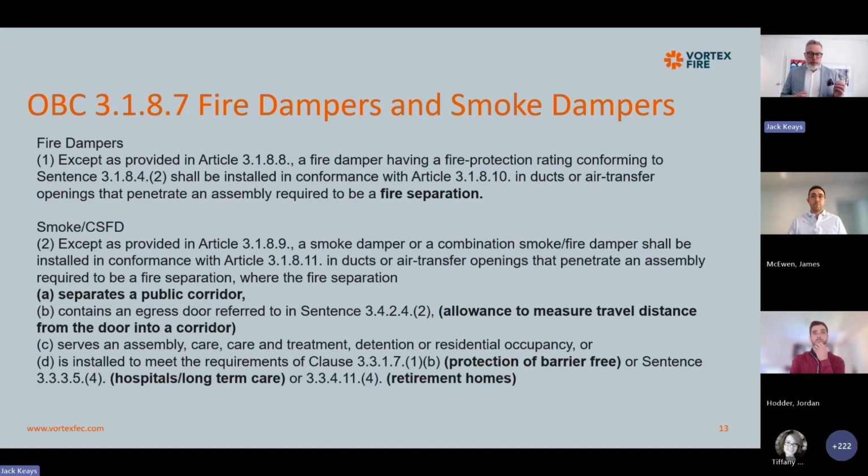We talked about separation of a public corridor. That's 2 suites, not one. 1 suite is a corridor used by the public. However, under B, if you were using that same corridor to extend the travel distance, you might trigger one. Then there are the more at-risk occupancies such as care, treatment, detention, and residential. And the last one is protection of a barrier-free path of travel. That would only be for unsprinklered buildings, hospitals, care homes, and retirement homes. We're not going to touch so much on D today. We're going to keep it more about the offices, but that is what it is.